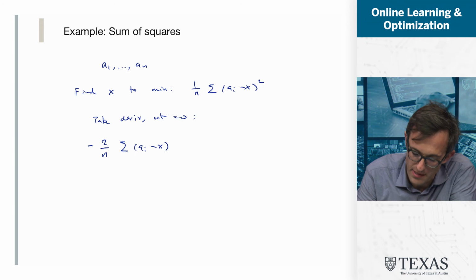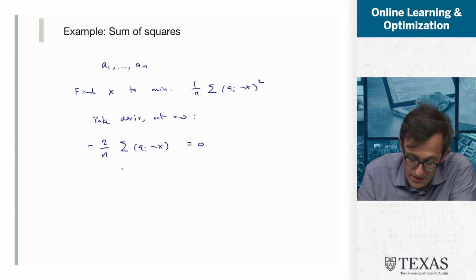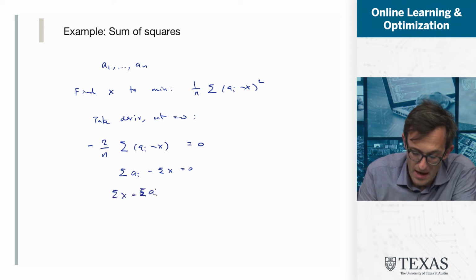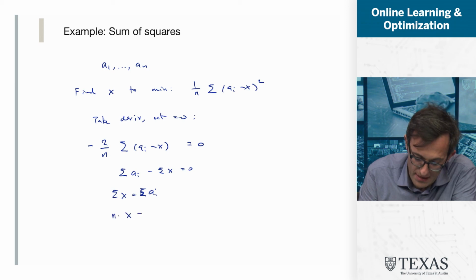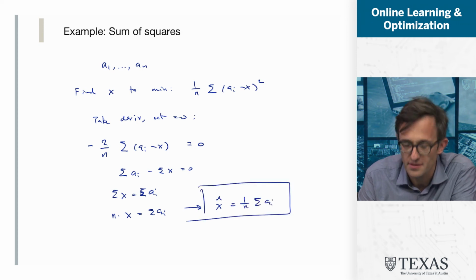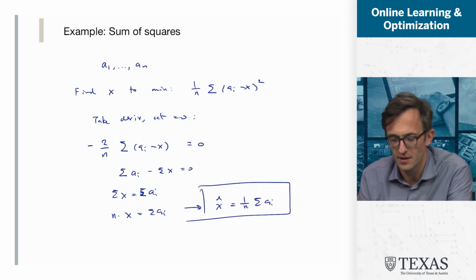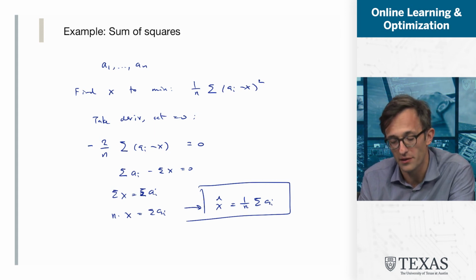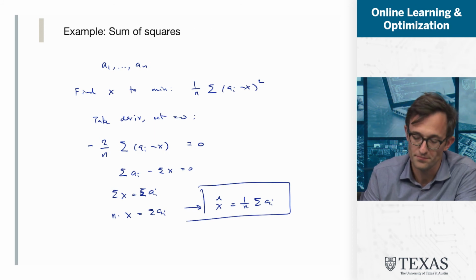The chain rule also brings a minus sign. Set this equal to 0. I can divide through by any constants, and I get that the sum of ai minus the sum of x is equal to 0, or in other words, the sum of x is equal to the sum of the ai's, or n times x is equal to the sum of the ai's, or finally that my solution is just the average of the ai's. A simple application, but still important. This tells us that the mean has an interesting characterization. The mean is the value that solves this optimization problem.